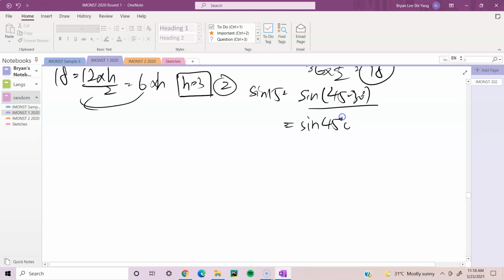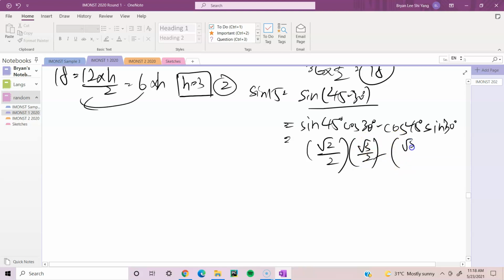Sine 45 degrees times cos 30 degrees minus cos 45 degrees times sine 30 degrees, and these are all special values, so we just list them out. Root 2 over 2 times root 3 over 2, minus root 2 over 2 times a half. So we would have root 6 minus root 2 over 4. Okay, so this is the value of sine 15.